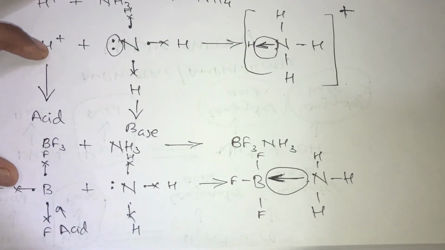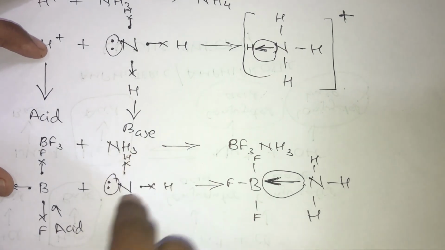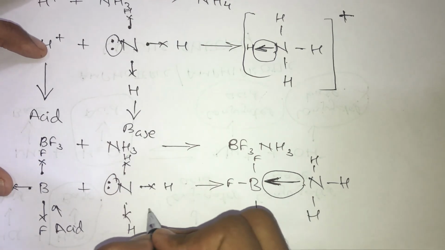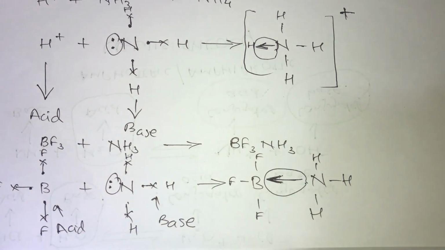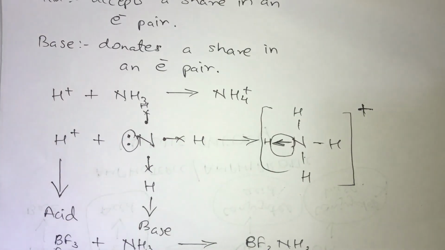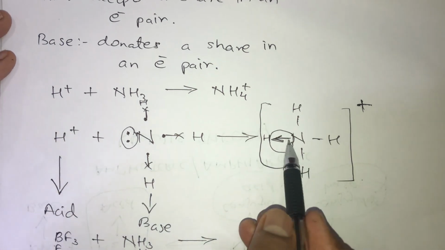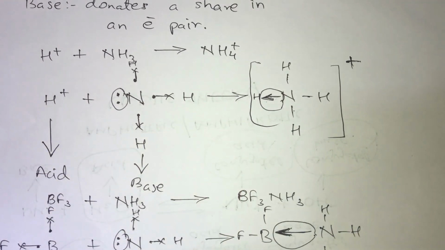acid, and the one which donates a share in an electron pair, this is donating. Okay, NH3 is donating its electron pair. Therefore this becomes your base and it is forming a new substance. So this is how you find out the acid and base with the help of the Lewis theory. So this theory emphasizes the formation of a coordinate covalent bond. Can you see? It emphasizes the formation of a coordinate covalent bond.